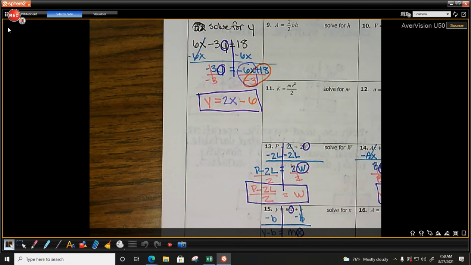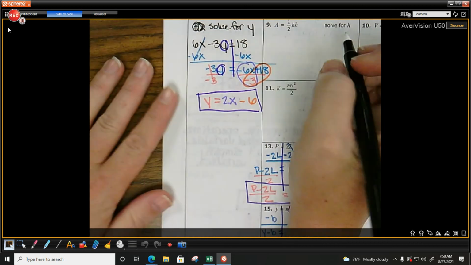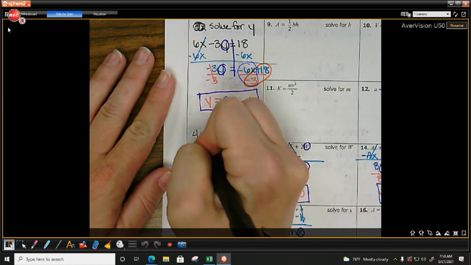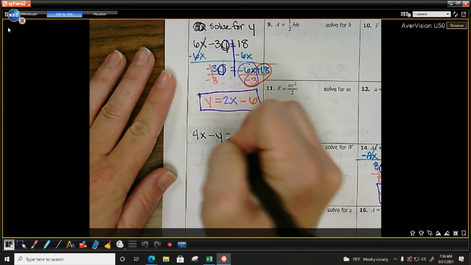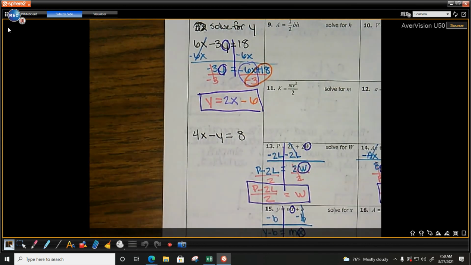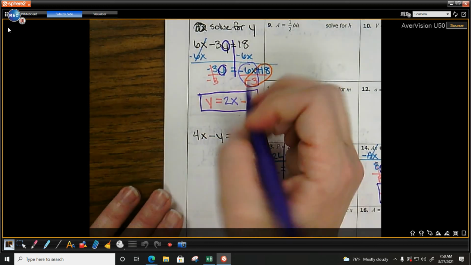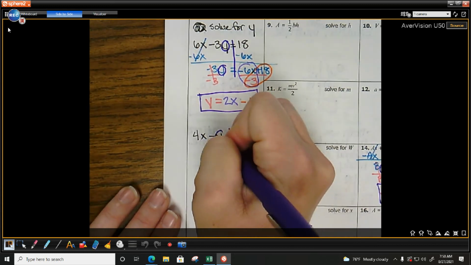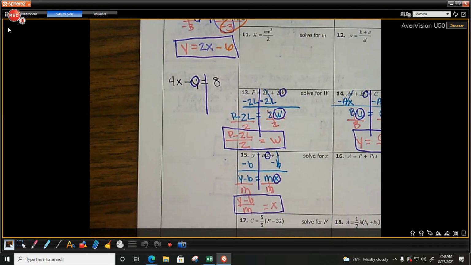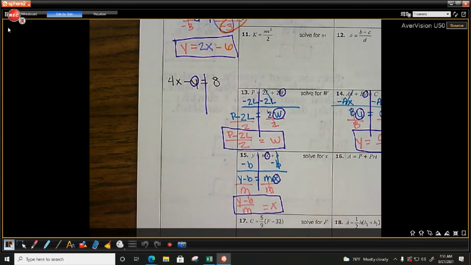Okay? Let's do one more that's similar to this. Okay? I have 4x minus y equals 8. And we're solving still for y. So draw your line through the equals and circle y. What am I going to move first? How do you move your positive 4x from the left to the right? Minus 4x. Very good.